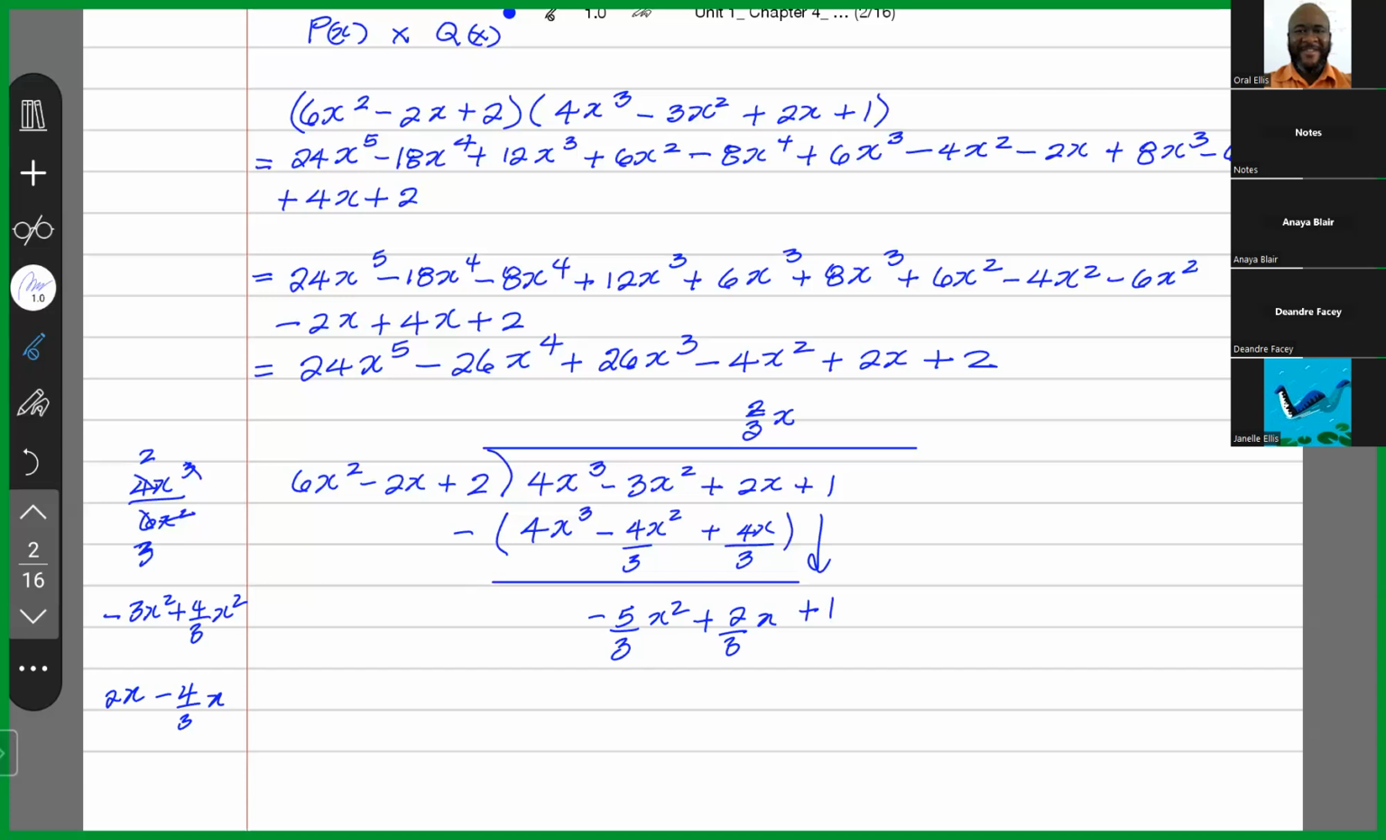All right, as long as there's an x squared, we're going to divide. So 6x squared now into minus 5x squared over 3. As long as there's a term in x squared, we can divide. So 6x squared into minus 5x squared over 3 is minus 5 over 18.